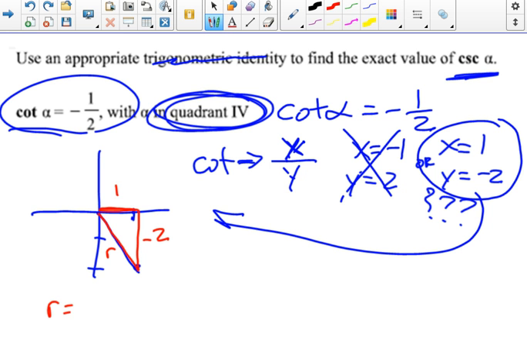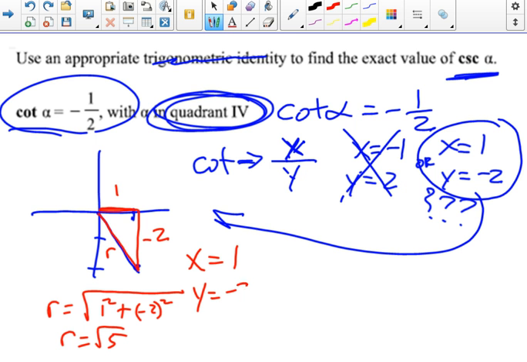Well, finding r is pretty straightforward. R is going to be the square root of 1 squared plus negative 2 squared. That's 1 plus 4, that's 5. So r is the square root of 5. So I got x is 1, y is negative 2, r is the square root of 5.